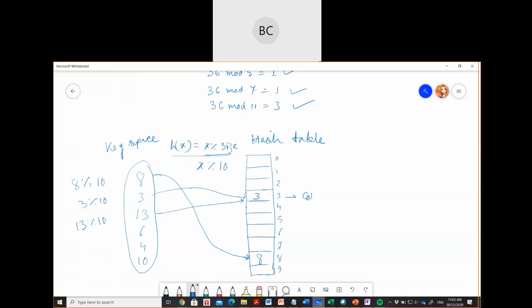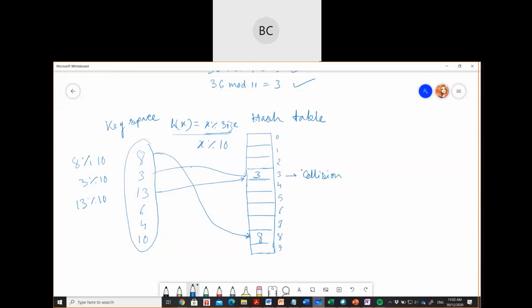This condition is known as a collision, because two keys, after applying the hash function, are getting the same location, which is a problem. We don't want that, and this particular condition is called collision. We can never get rid of collisions. What we can do is reduce the number of collisions. So for collision handling, we have two options. One is called chaining and the other is called open addressing.